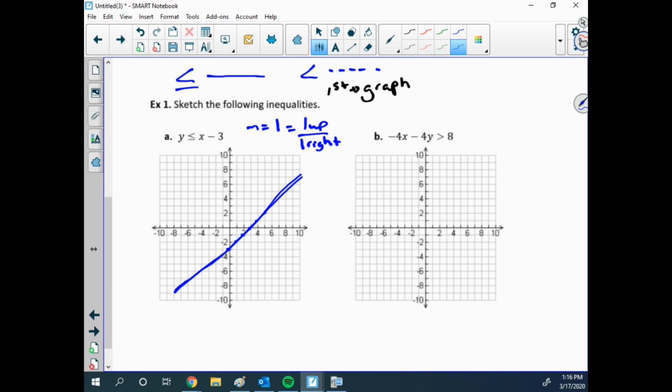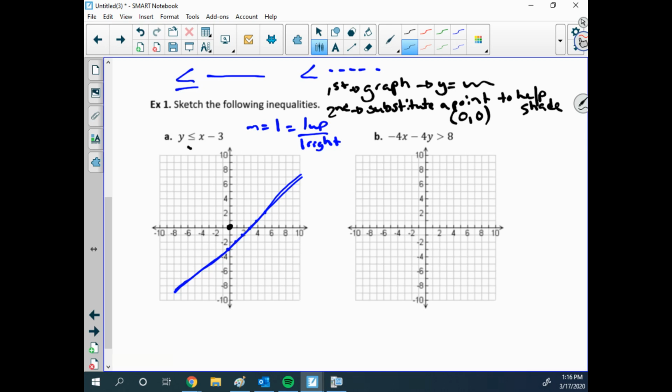Once I've graphed my function, and remember if you're graphing, you want it like y equals blah, blah, blah, the second thing I want to do is substitute a point to help shade. Now, if we can, I'm always going to choose the point 0, 0. It just makes my life easiest. So I'll choose this point 0, 0 and substitute it into this equation.